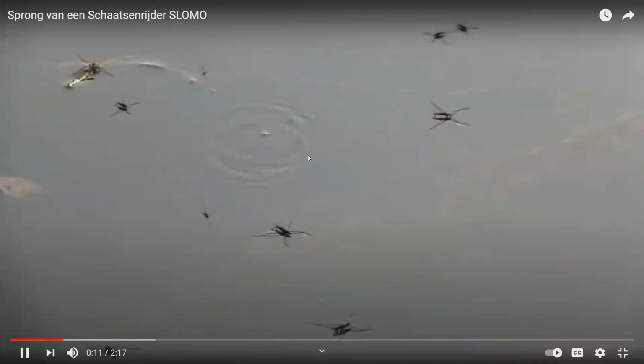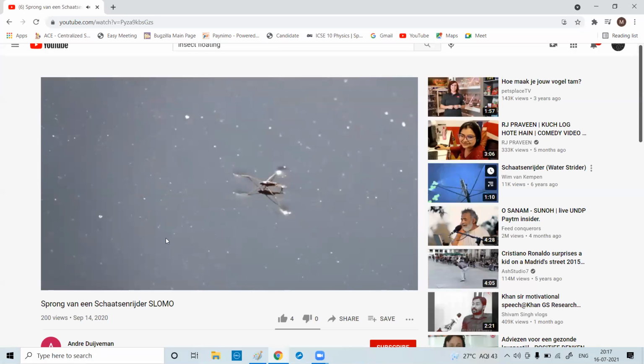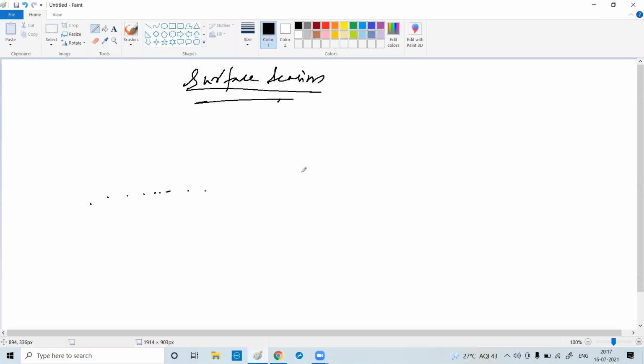Okay. So what I'm trying to say is, how is it possible that an insect can walk on water? How? It is because of the surface tension. Okay, it is because of the surface tension.